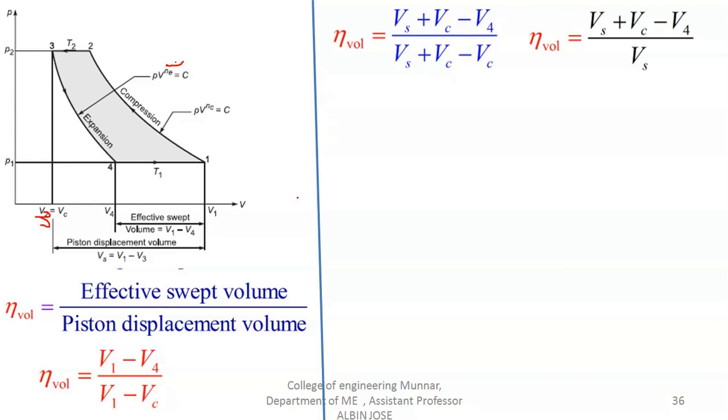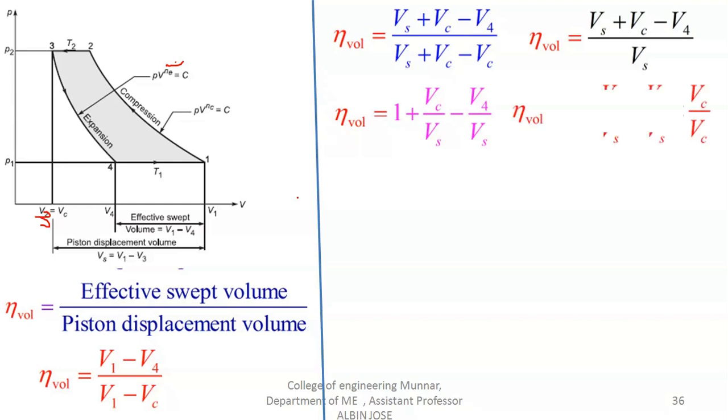Then divide each and every term by Vs. So we get 1 plus Vc by Vs minus V4 by Vs, where Vc is the clearance volume, Vs is the swept volume, and V4 is the volume at the end of the re-expansion.